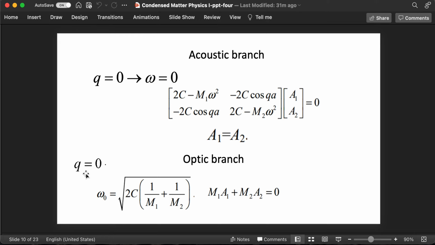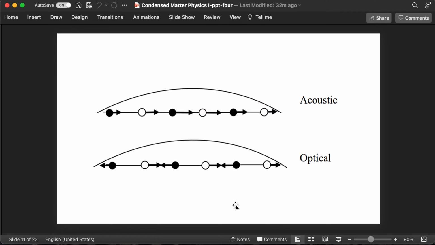And if I set q equal to 0 in the optic branch, I get this for the omega naught, and if I put this inside this expression again, I'll get this condition. These are all simple trivial substitutions which I should expect you to do. That's the reason why I don't want to show it here. I get this condition, and this essentially means that the displacements are opposite.